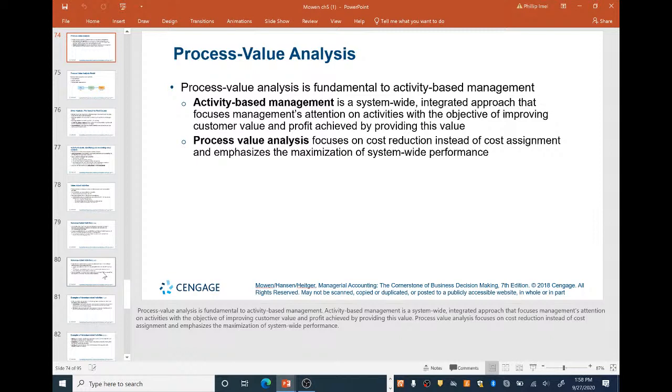Basically, the objective of activity-based management is to improve the customer value and profit at the same time by providing the value. The process value analysis focuses on cost reduction as opposed to cost assignment, and emphasizes the maximization of system-wide performance, okay? So once again, this is process value analysis.